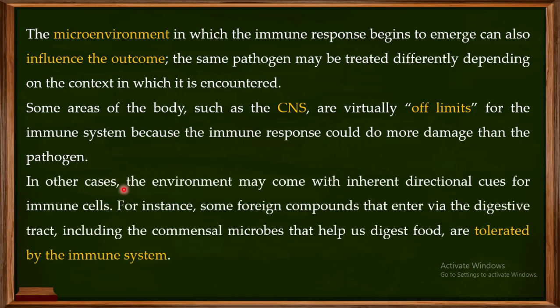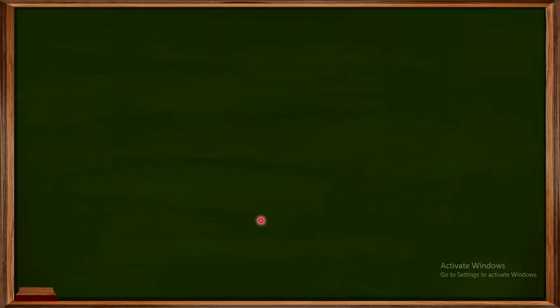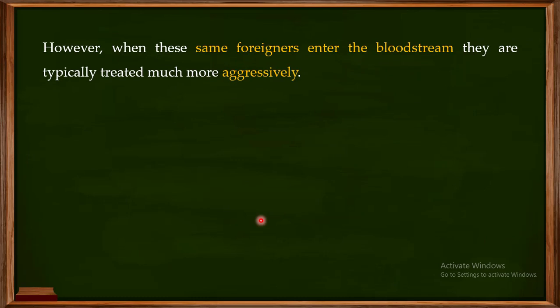Now, in other cases, the environment may come with inherent directional cues for the immune cells. For example, foreign compounds that enter via the digestive tract, including the commensal microbes that help us digest food, are tolerated by the immune system, and the reason is we need them for the normal physiological functions of the body. But these same foreigners, the same pathogens or the same compounds, if they enter the bloodstream, are going to be treated much more aggressively.